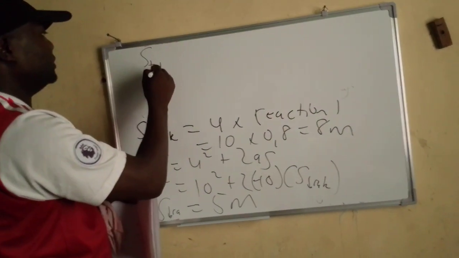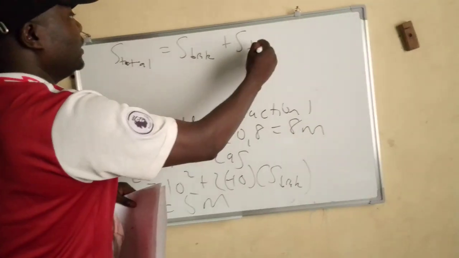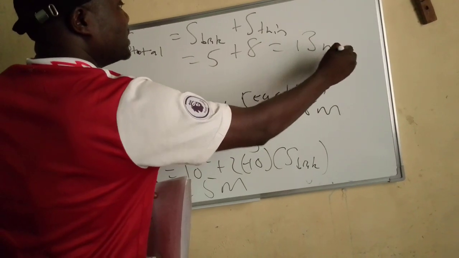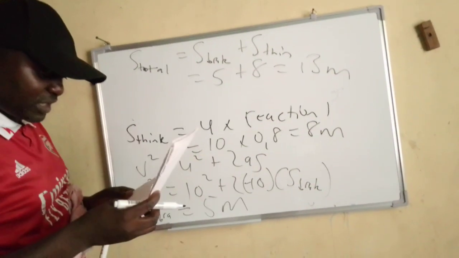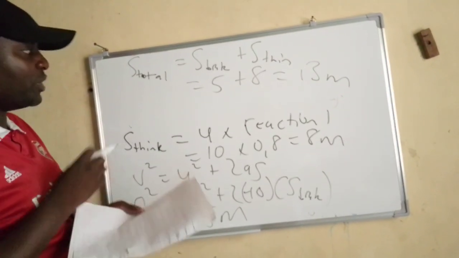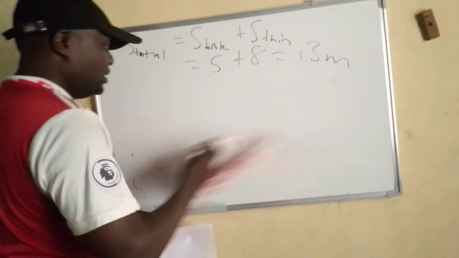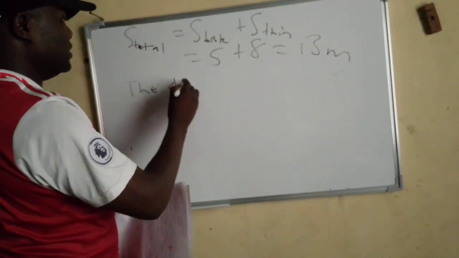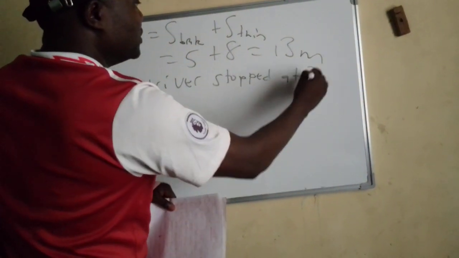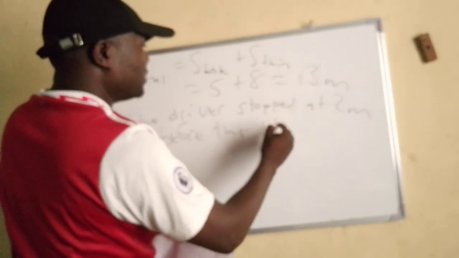So the total distance traveled is going to be braking plus thinking, which is 5 plus 8, which is 13 meters. So the driver traveled a total displacement of 13 meters from the time he saw the brakes. So it will be 2 meters away from the stop line. So he was not involved in an accident. The driver stopped at 2 meters before the stop line.